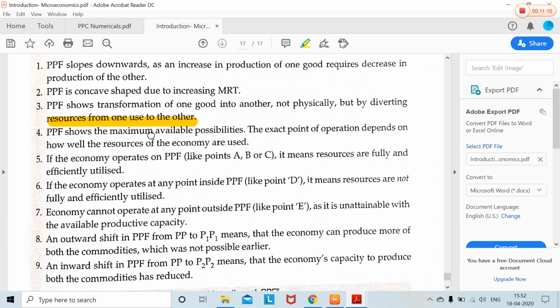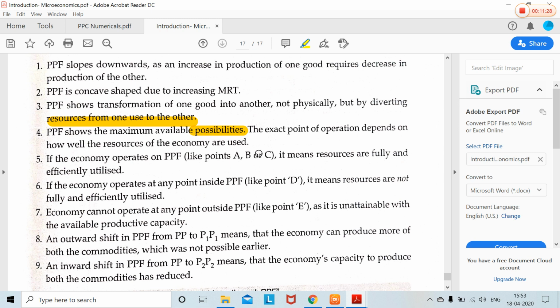Then PPC shows the maximum available possibilities. This is a production possibility curve. This is not the production curve of our country. This is not where we are actually producing. This shows where we can produce.